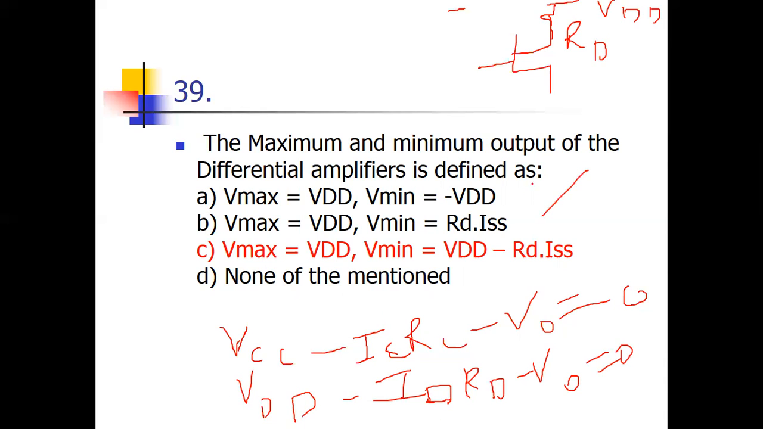So see here, this is not the case. This is not the case. VDD minus IDRD, this. Or here it can be VCC minus ICRC. So these two are limits. This is your actual output. A maximum output can be the power supply.